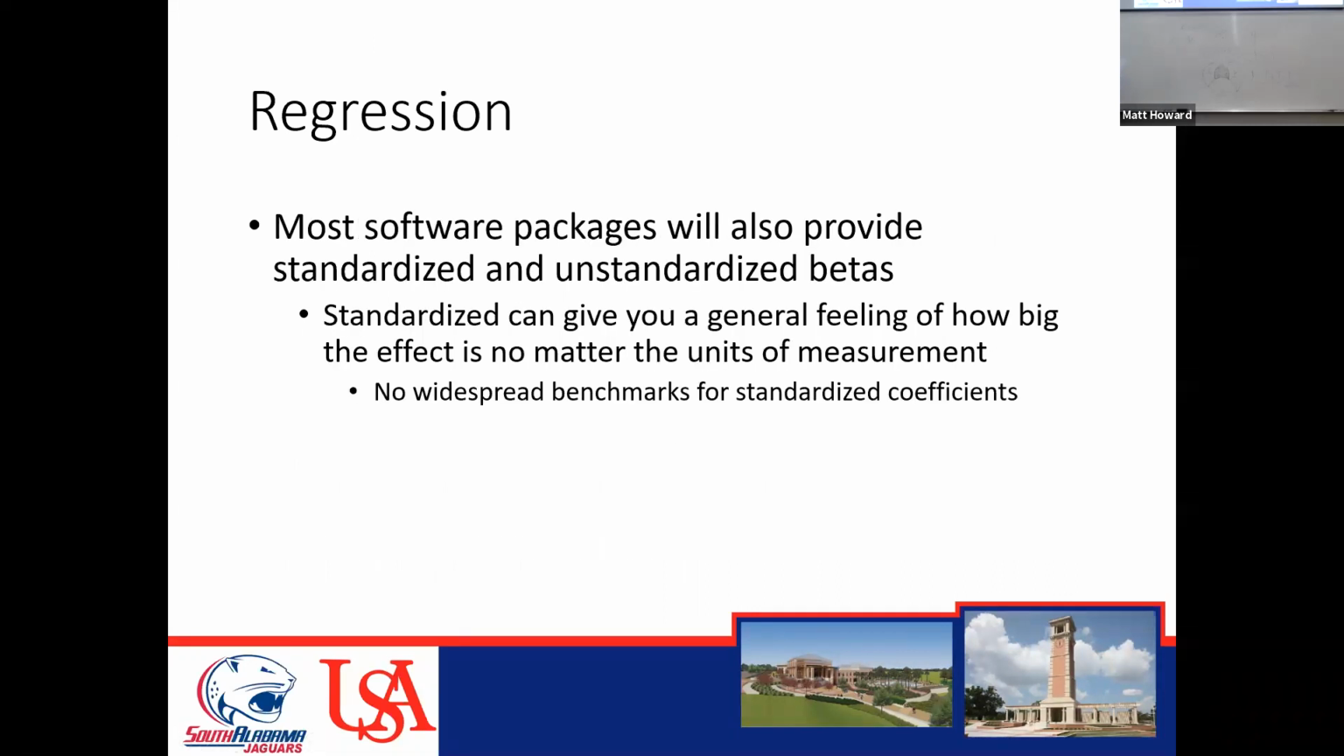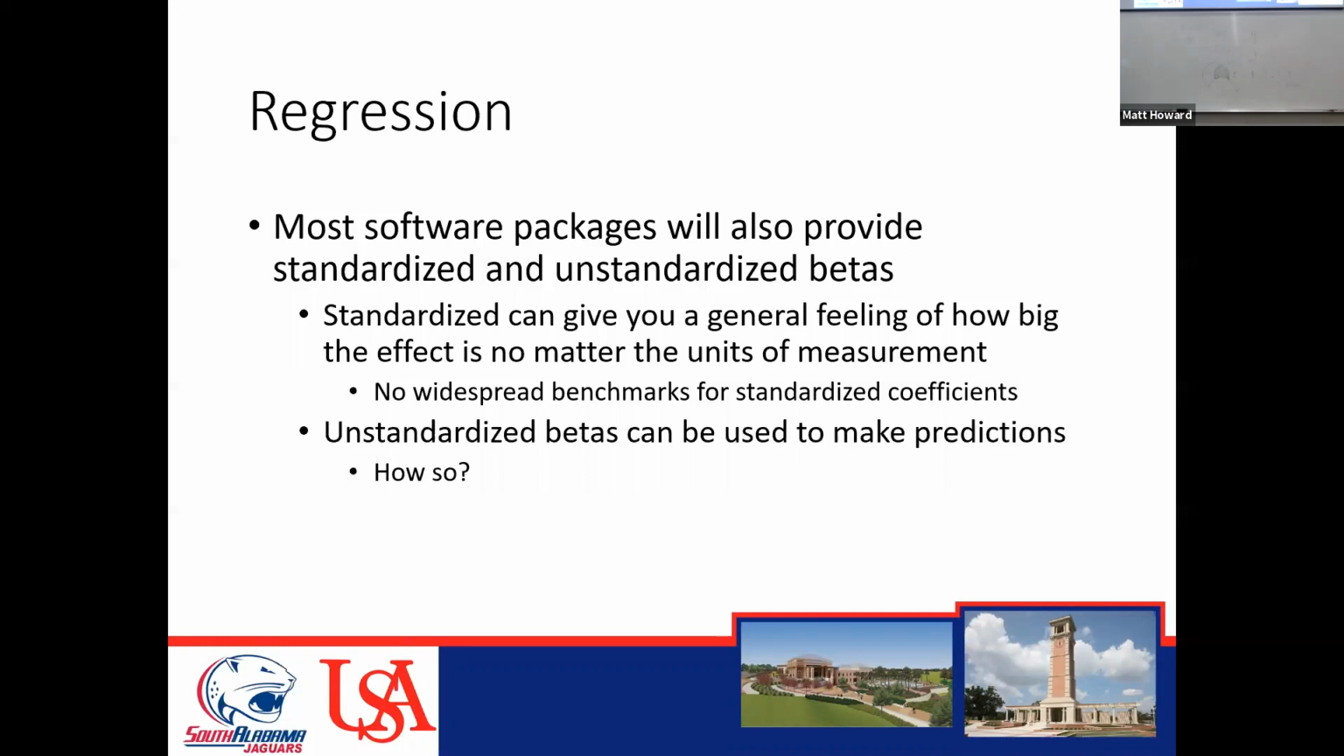Also, most software packages will give you standardized and unstandardized betas. Just for your knowledge, standardized betas are just to give you a feeling of how big the effects are, no matter the unit of measurement. Unstandardized betas are for prediction, so they are used for what we're doing over here. If you want to predict your outcome, you're going to want to use your unstandardized betas. Whereas standardized betas give you an estimate of the size of the overall effect.